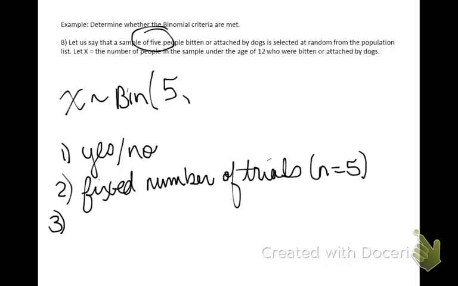The next requirement in the notation is a constant probability of success. If you look in the word problem, nowhere does it mention a probability of success, so the exact value is unknown. However, we know that each human should have an equal chance of being bitten or attacked by dogs, so we know that the probability of success would be constant, even if we don't know its exact value.